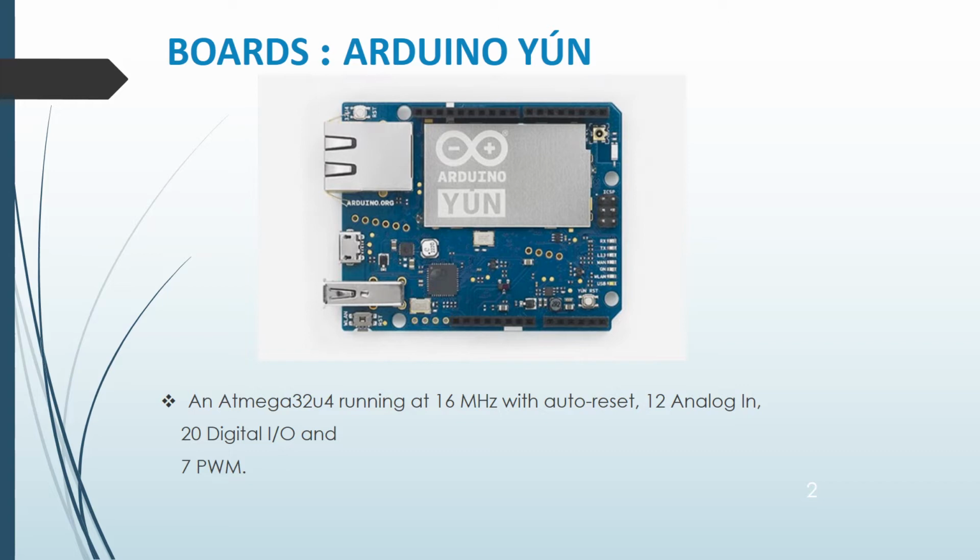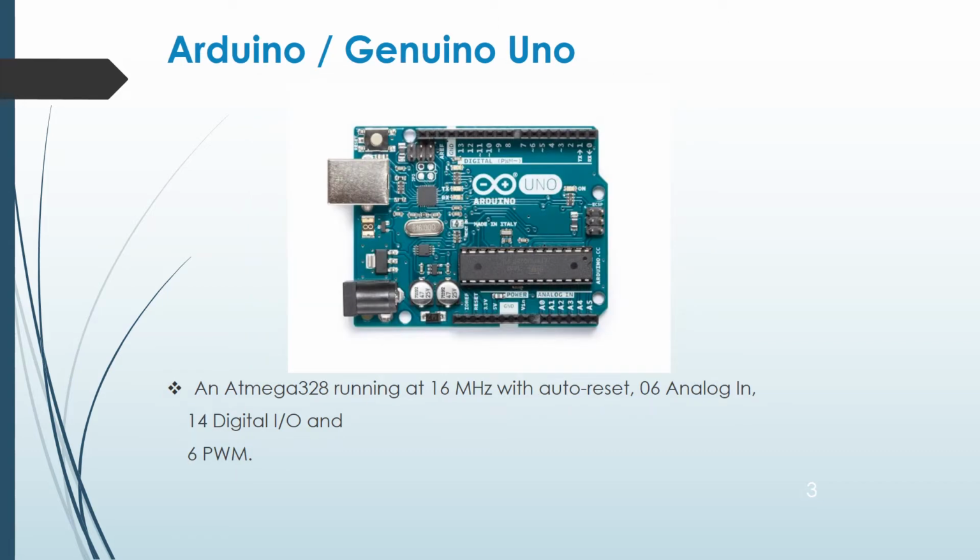So here you could see an Arduino Yun, which is said to be an ATmega32U4, running at 16 MHz with auto reset, having 12 analog inputs and 20 digital input output with 7 PWM. Next board is Arduino Uno, which we are well familiar with. And ATmega328, it is running at 16 MHz with auto reset, 6 analog input pins, and 14 digital input output pins. Among the digital, there are 6 PWM, as we have seen in the features.